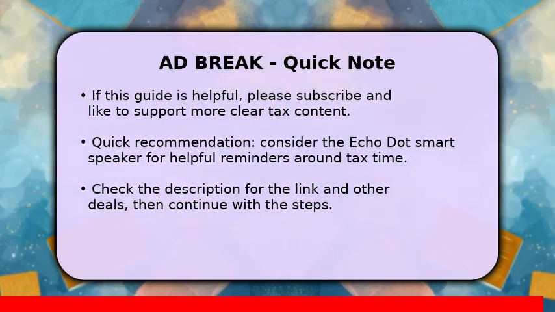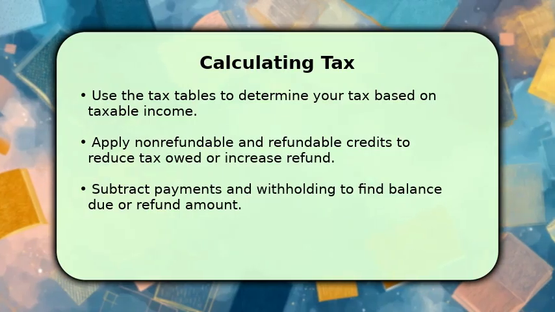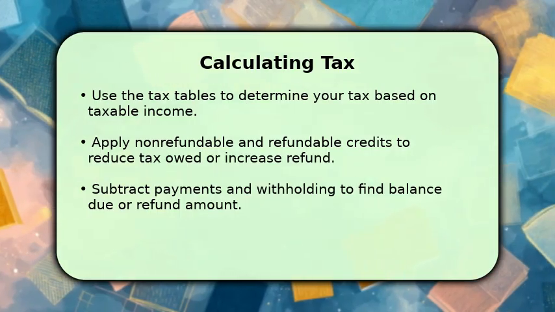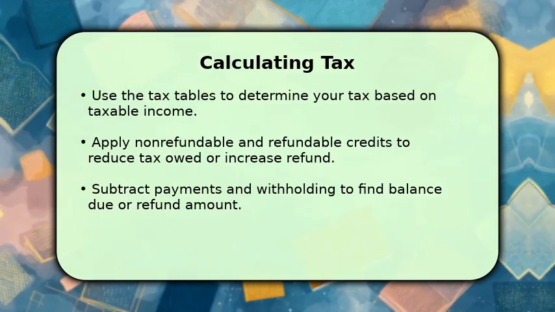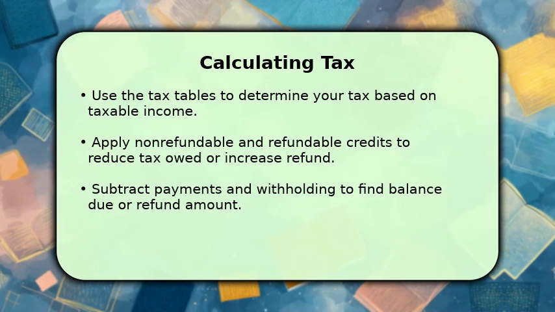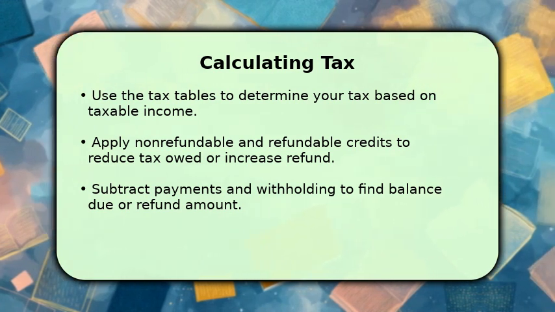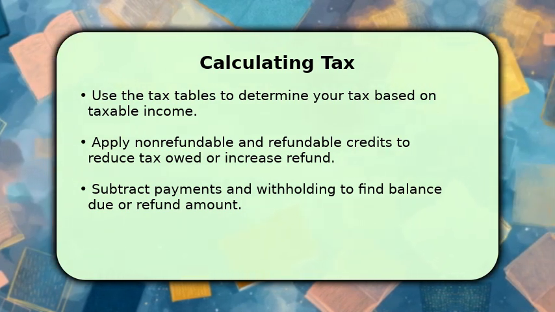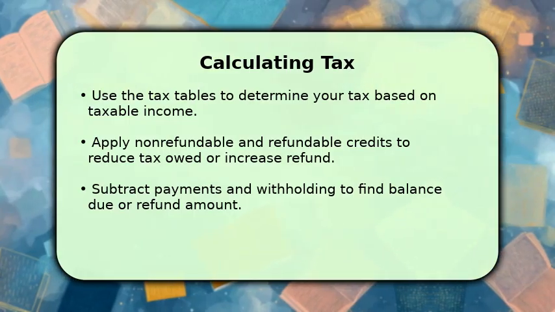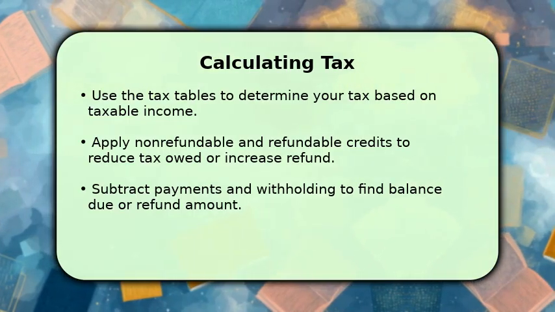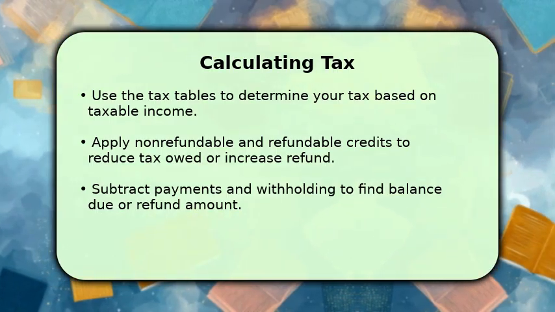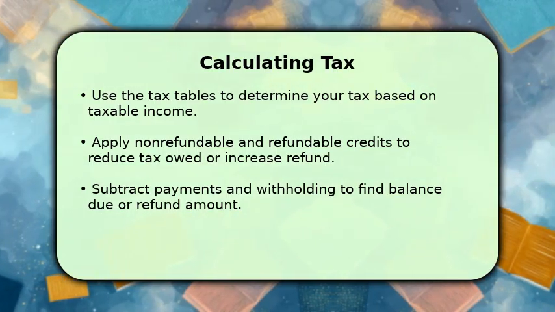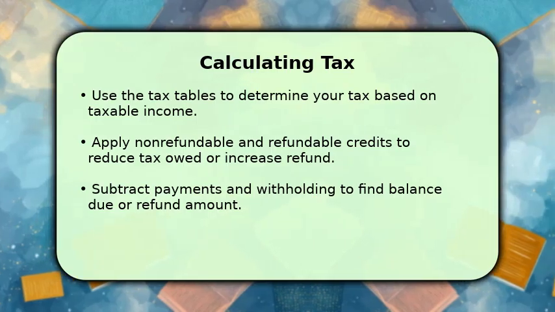Calculating tax starts with taxable income after deductions. Then use the tax table to find the base tax amount. Subtract non-refundable credits. Add any other taxes like self-employment tax if applicable. Apply refundable credits to determine refund. Include withholding from W-2 and estimated payments. Compute whether you owe a balance or will receive a refund, and prepare payment or provide direct deposit details for faster processing.